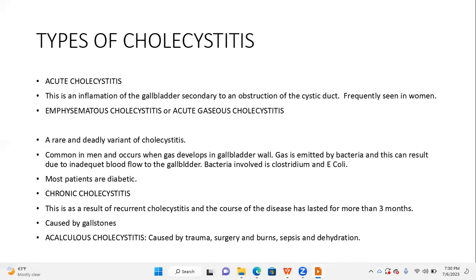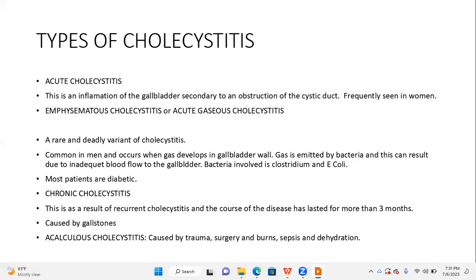So acute cholecystitis is an inflammation of the gallbladder secondary to an obstruction of the cystic duct by gallstones. Gallstones are hardened deposits within the fluid in the gallbladder. They are caused when bile contains too much cholesterol or bilirubin. Sometimes they are formed when the gallbladder does not empty completely or often enough.